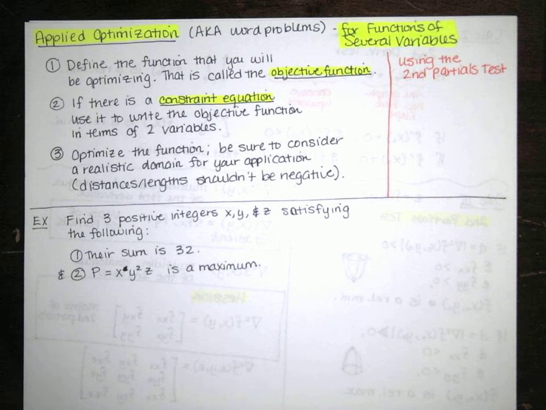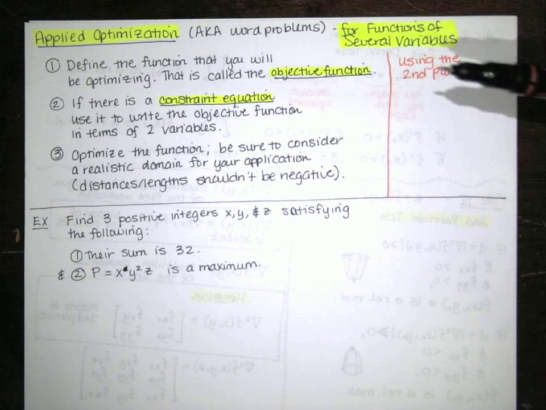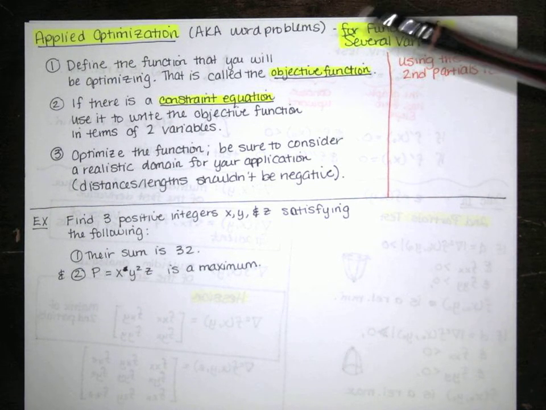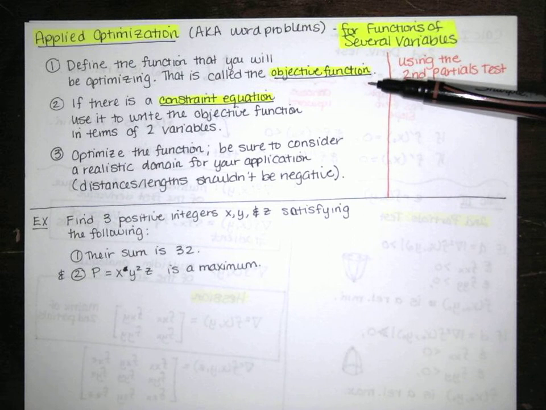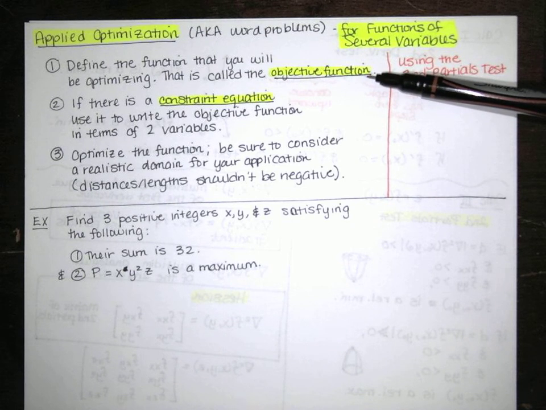So you're going to read a paragraph and they're basically going to ask you to optimize something. They're going to ask you to find a minimum or a maximum of something. After you read that paragraph, your first job is to find the function that you're optimizing. We're going to call that function the objective function. This is standard language in the field of optimization. So we call that the objective function.